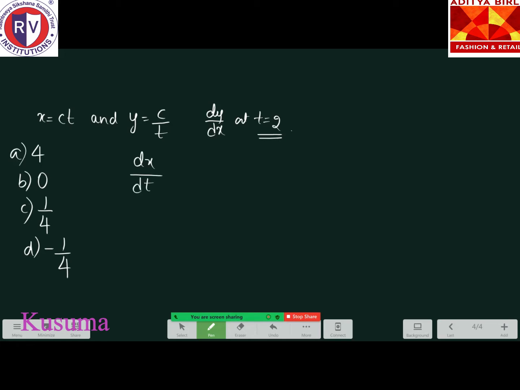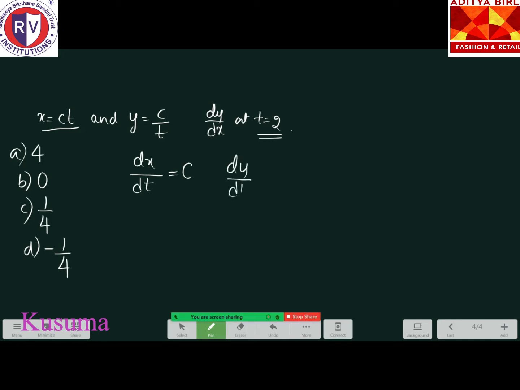So look at x. x is ct. So dx by dt will be c, because c is a constant and t is a variable. Here we are differentiating x with respect to t. So differentiation of t with respect to t will be equal to 1. So this is our dx by dt.